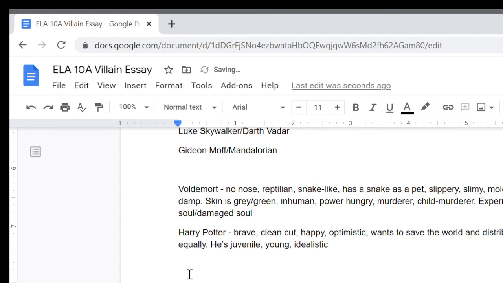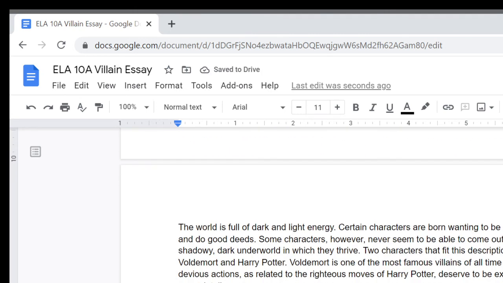Let me just do something here to help us. I don't like to have my paragraph split like that. Okay. So we've really just drafted a rough paragraph. And this is something that we can adjust a little bit later. And so here we go. The world is full of dark and light energy. There's one sentence. Certain characters are born wanting to be in the light and do good deeds. That's two sentences. Some characters, however, never seem to come out of the shadowy, dark underworld in which they thrive. There's three sentences. Two characters that fit this description would be Voldemort and Harry Potter. There's a fourth. And now our fifth sentence is our thesis.